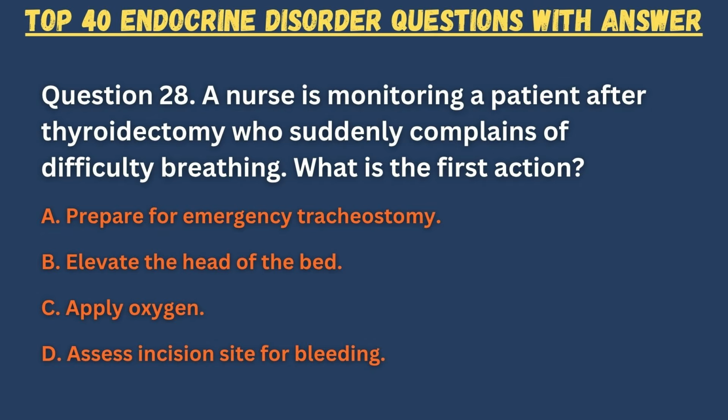Question 28. A nurse is monitoring a patient after thyroidectomy who suddenly complains of difficulty breathing. What is the first action? A. Prepare for emergency tracheostomy. B. Elevate the head of the bed. C. Apply oxygen. D.